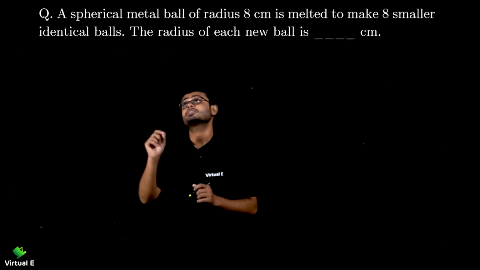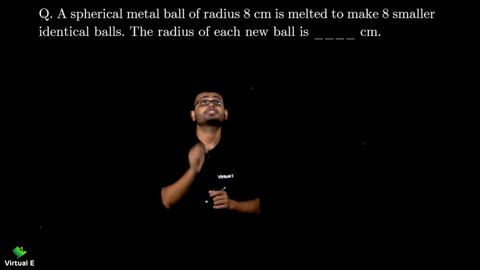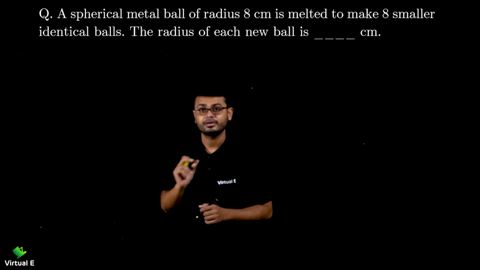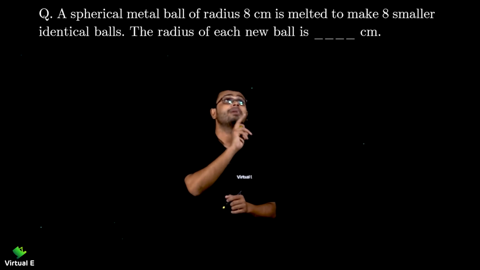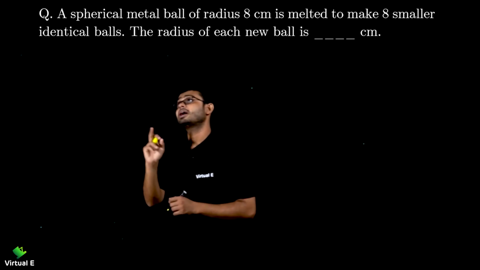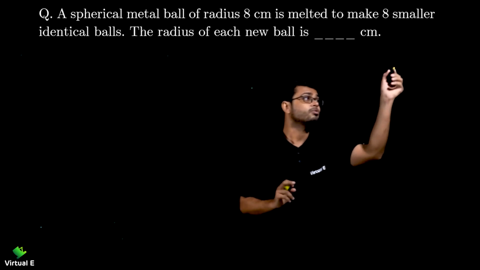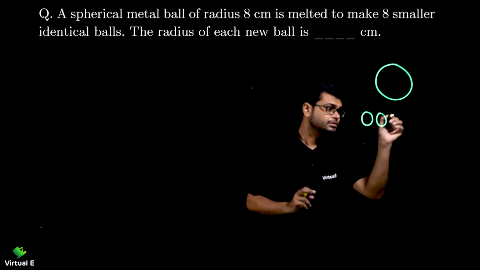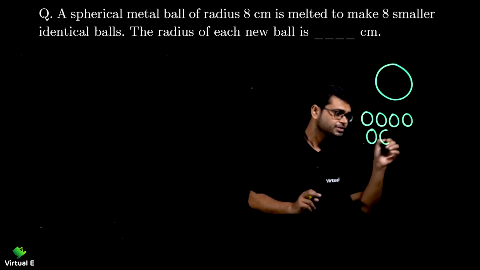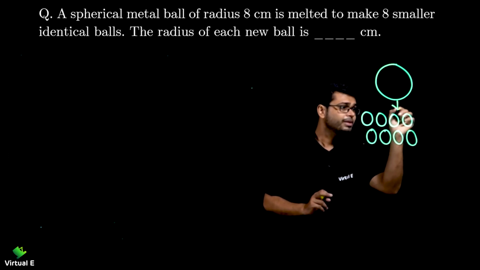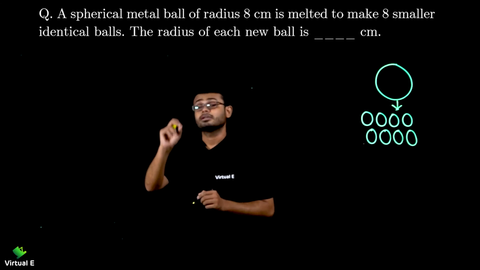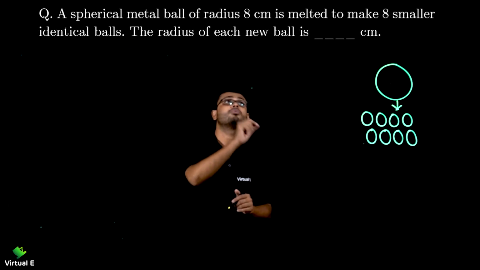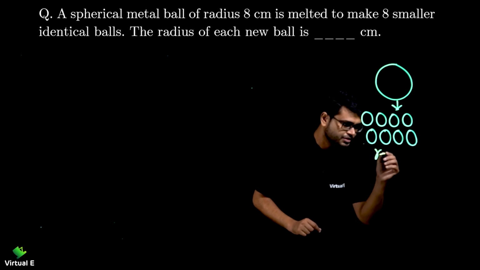Let's read the question. A spherical metal ball of radius 8 centimeter. Okay, so there is one sphere, right? And the radius is given, not diameter. Radius 8 centimeter is melted to make 8 smaller identical balls. So right now you have one spherical ball, and you are making how many out of that? 8. So we are making 8 identical balls. Identical balls means they are the same in size. Good. We need to find the radius of this new ball.